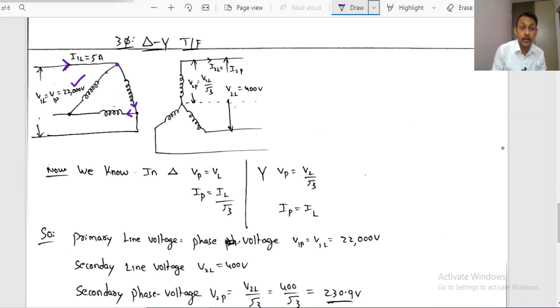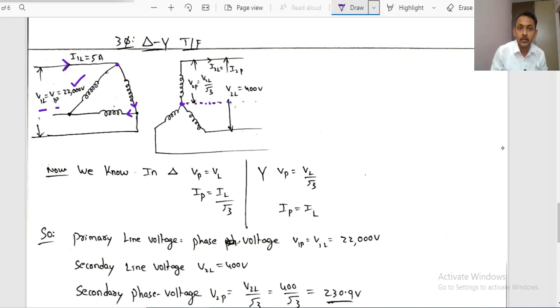But in delta connected manner, line voltage will be the same as phase voltage. So the phase voltage V1P, with 1 for primary, L for line, P for phase. The primary side line voltage is the same as the phase voltage because the connection is delta, right? So both voltages are the same, 22,000 volts. Come to here, star. All the 3 points are connected at a common point, the neutral point.